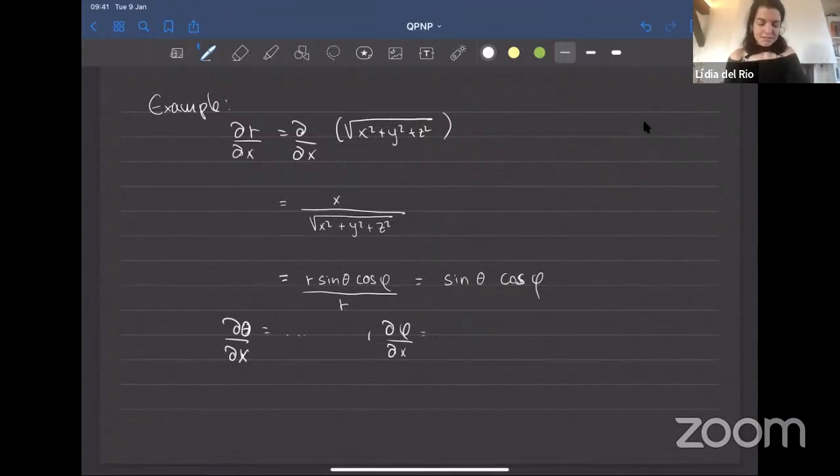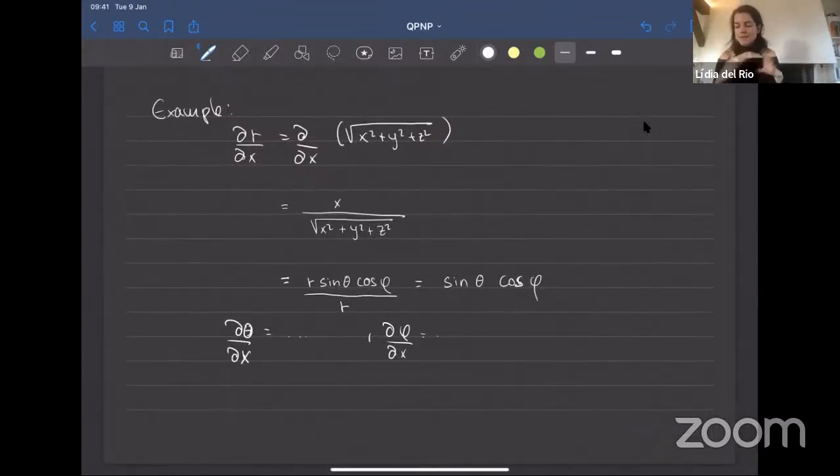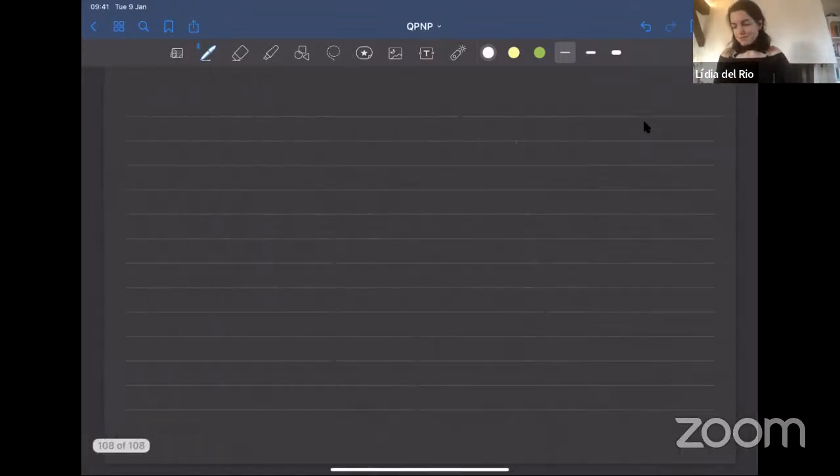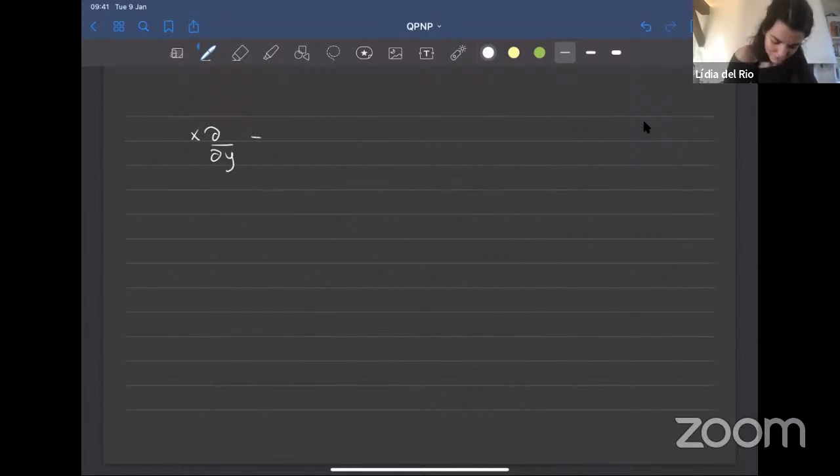And some of them are nicer than others. You'll do it all in the tutorial, and it will get complicated before it gets simple, because at the end of the day, you'll find out that when you do this, minus y d/dx, which is what we need for the angular momentum, there are like 8 different terms and they all cancel each other. And at the end, it's very nice. It's just this.